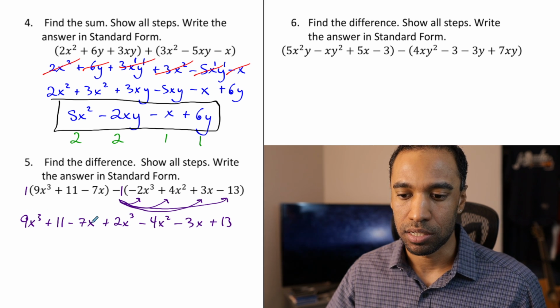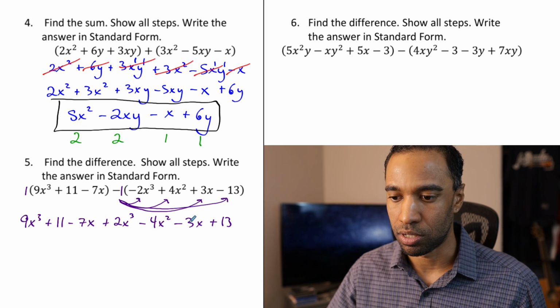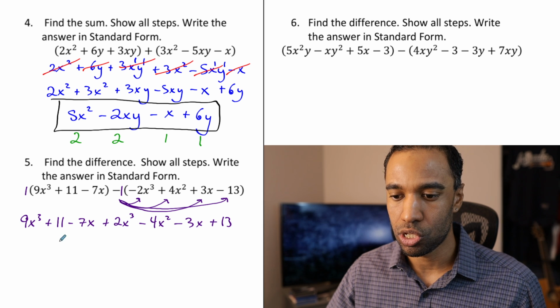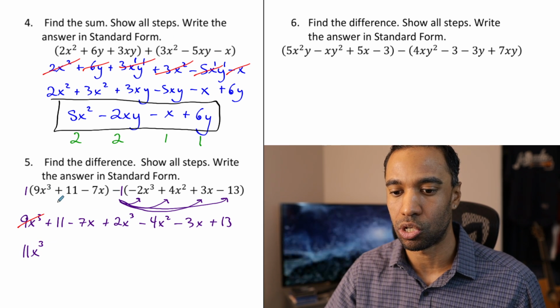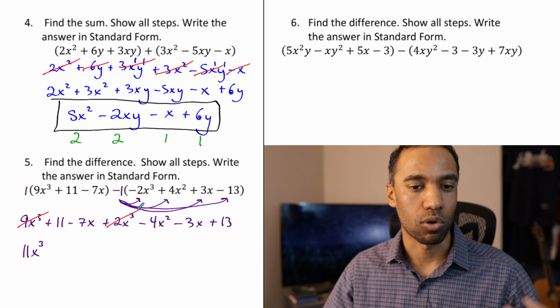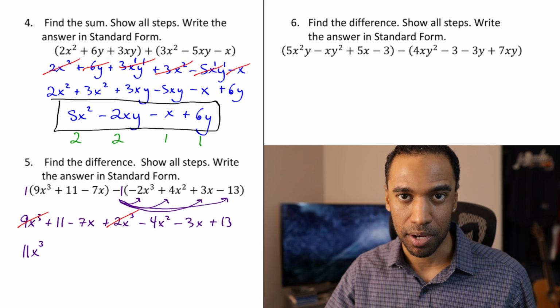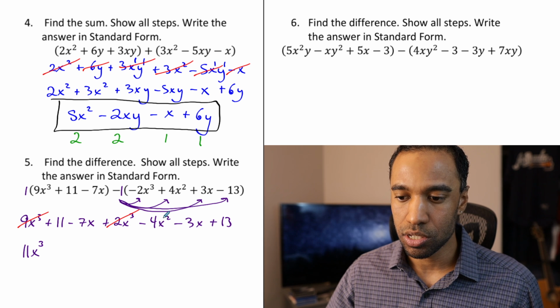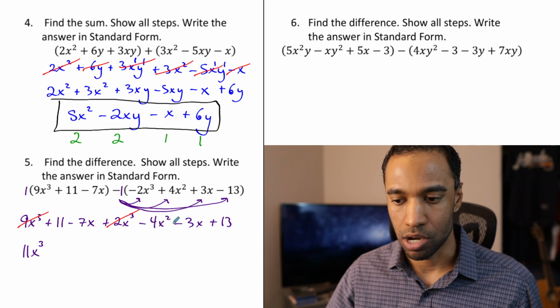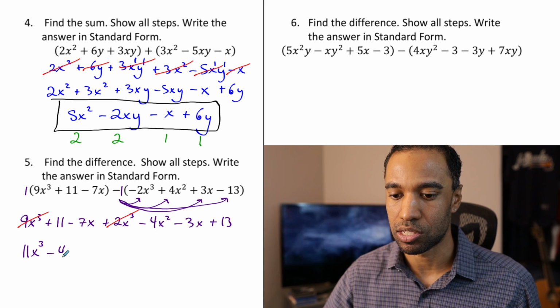9x cubed plus 2x cubed is 11x cubed. I've combined all my x cubes. That's my highest degree set. And I'll cross them out to say that they're gone. I don't have to look at them anymore. If you want to cross them out, great. If you don't, great. Any x squareds exist? Oh, there's one. Anything else? Nope. Looks like negative 4x squared is all that's there.